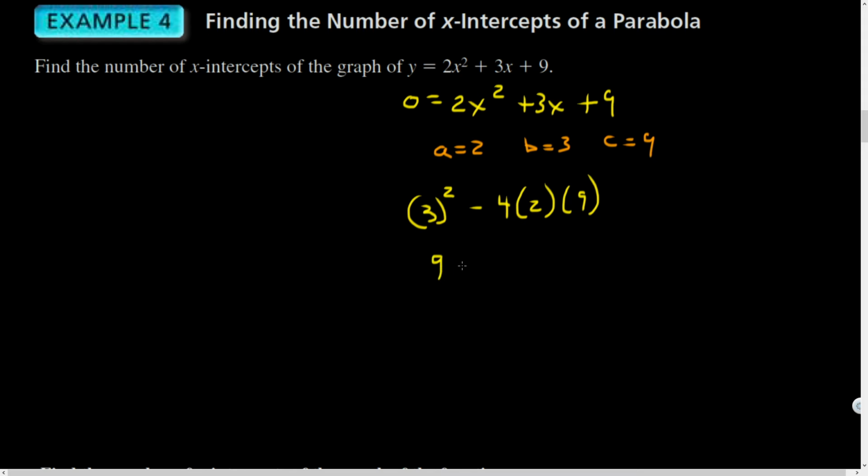3 squared is 9, minus 4 times 2 is 8 times 9 is 72. Uh-oh, this is looking negative. Oh, all right, negative 63. Woo!